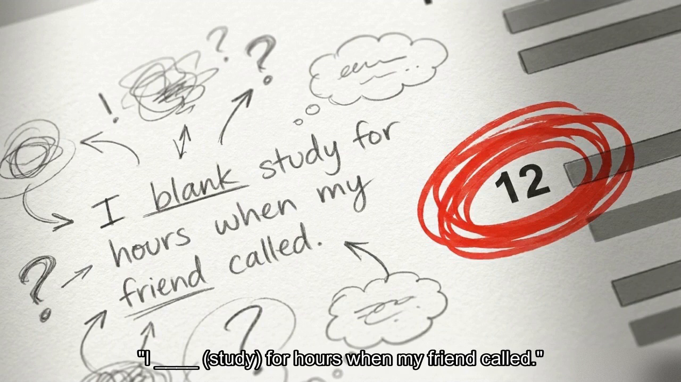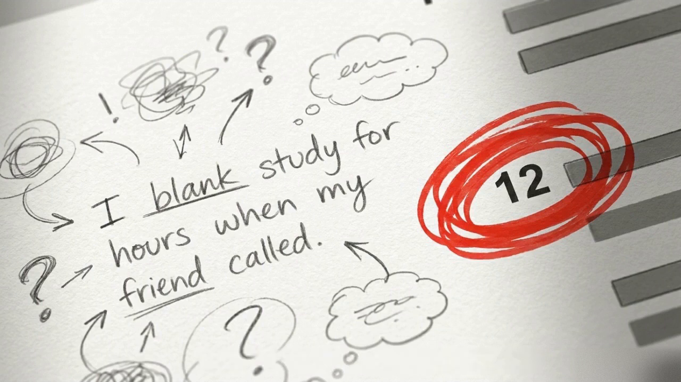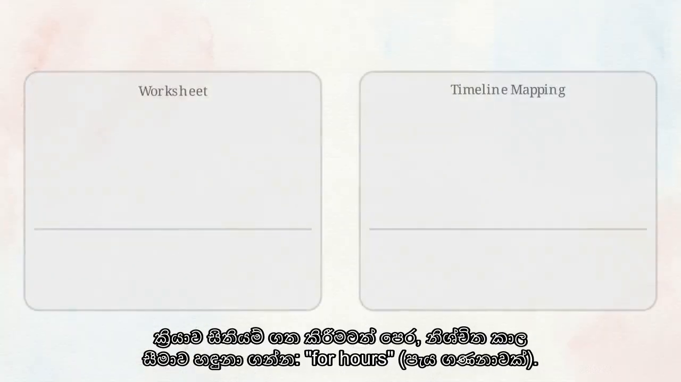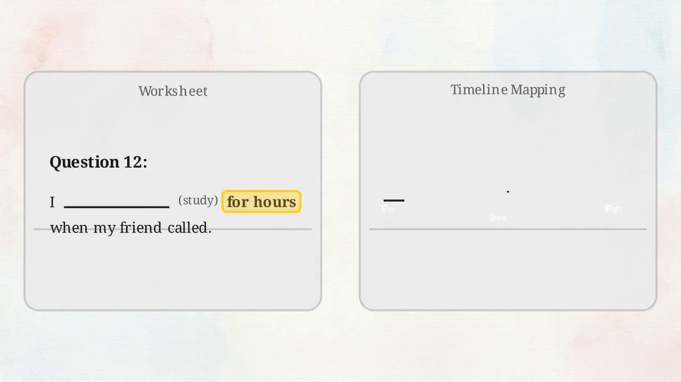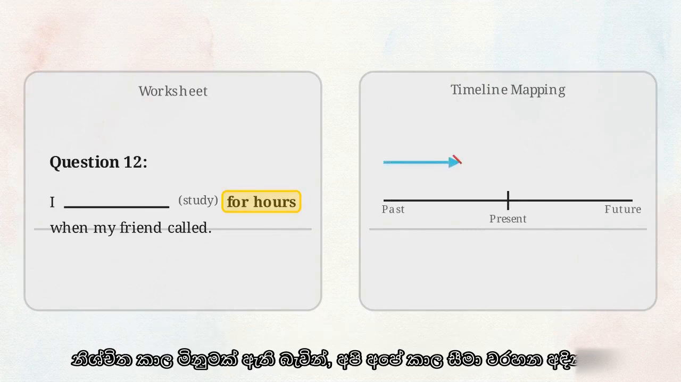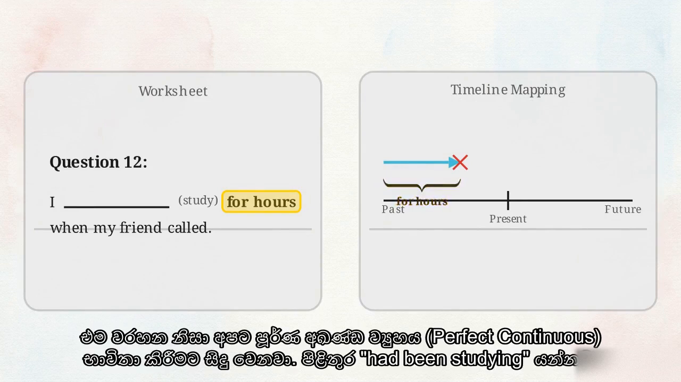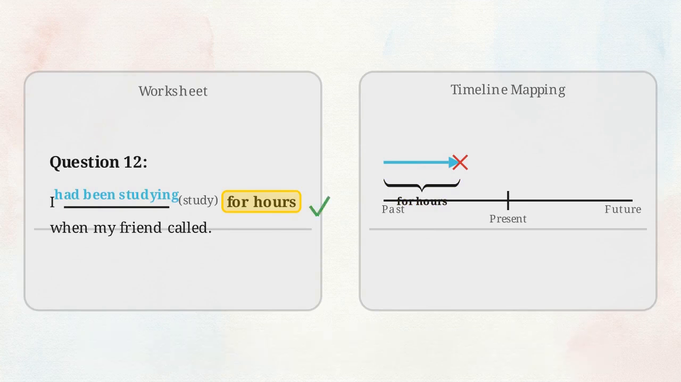Let's move down to question 12. I blank study for hours when my friend called. Before you even map the action, identify the specific time frame, for hours. Because we have a specific time measurement, we draw our duration bracket. That bracket forces us to use the perfect continuous structure. The answer is had been studying.